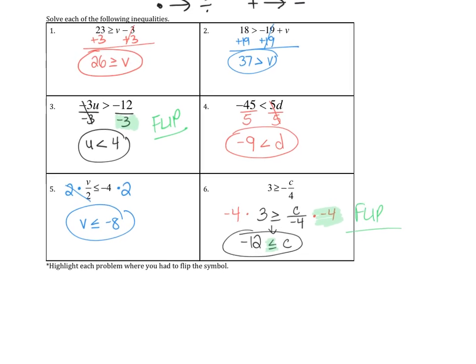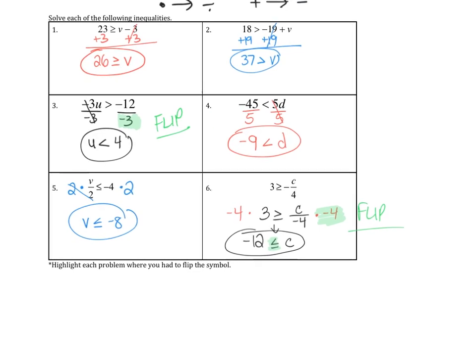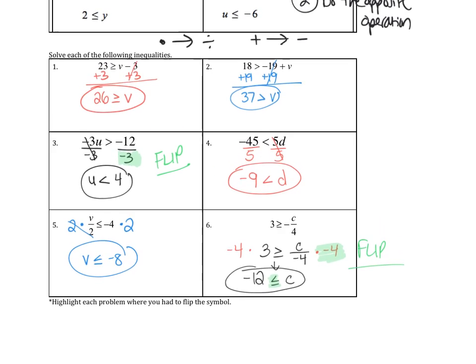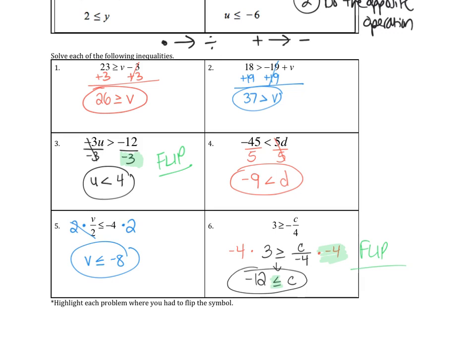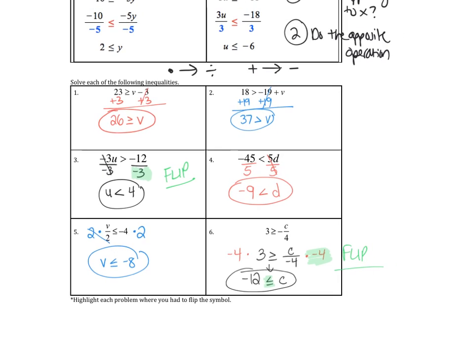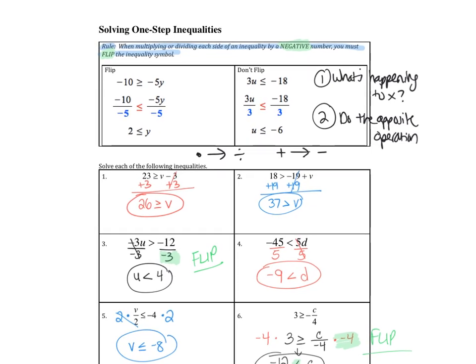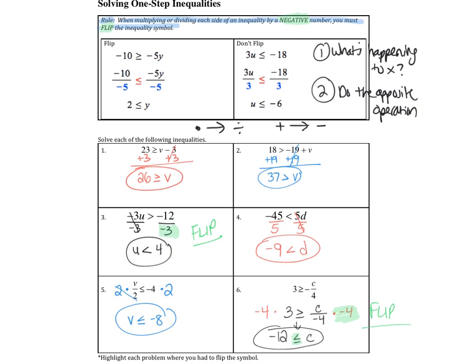So again, if you're reminded at the bottom, highlight each problem where you had to flip the negative. I already highlighted it for you as I went through. Notice that it is when you divide by a negative. Whenever you have to flip the symbol is when you multiply or divide by a negative number. And when you put in your answers for these, you have to put them in as inequalities.